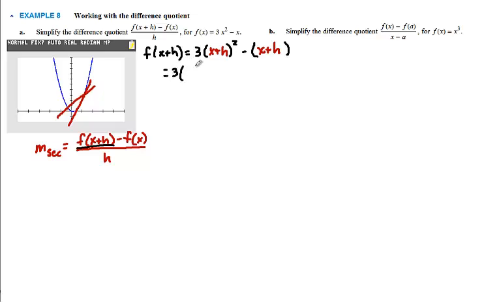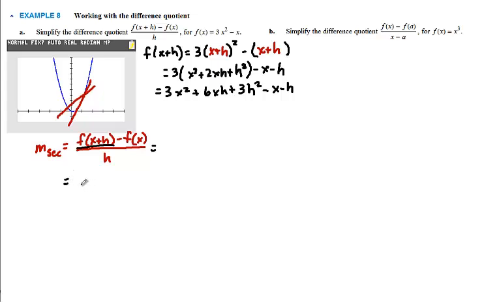So it's 3 times, I'm going to multiply this x plus h times x plus h, that's x squared plus 2xh plus h squared minus x minus h. Then multiplying the 3, distributing it all the way through, I will get 3x squared plus 6xh plus 3h squared minus x minus h. Let's see, what can I, oh, nothing simplifies in that, so I think that basically is done as far as what I get for f of x plus h.